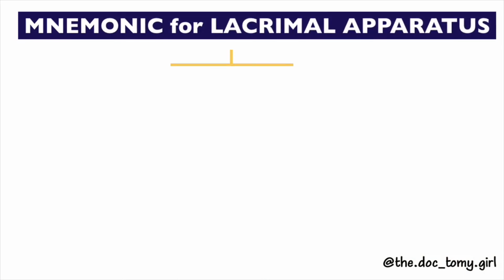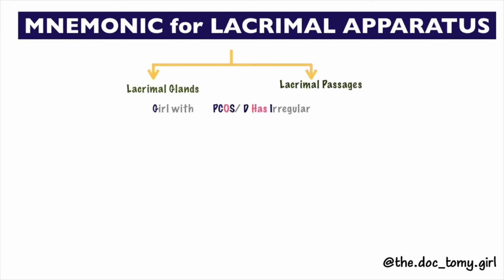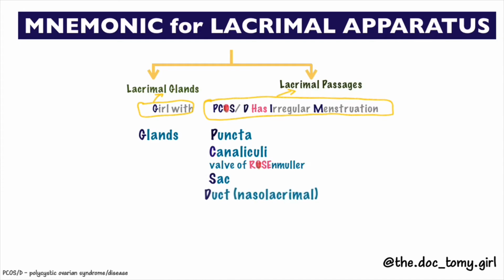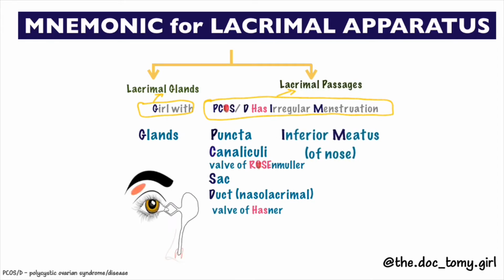The lacrimal apparatus comprises of the lacrimal glands and the lacrimal passages. Then the mnemonic is a well-known fact that the girl with PCOS or PCOD has irregular menstruation. Here G stands for glands, P for puncta, C for canaliculi, O, there you can see a rose in it, so it stands for valve of Rosenmuller, S for sac, D for duct, that is the nasolacrimal duct, Has stands for valve of Hasner, I and M of irregular menstruation stands for the inferior meatus of nose.